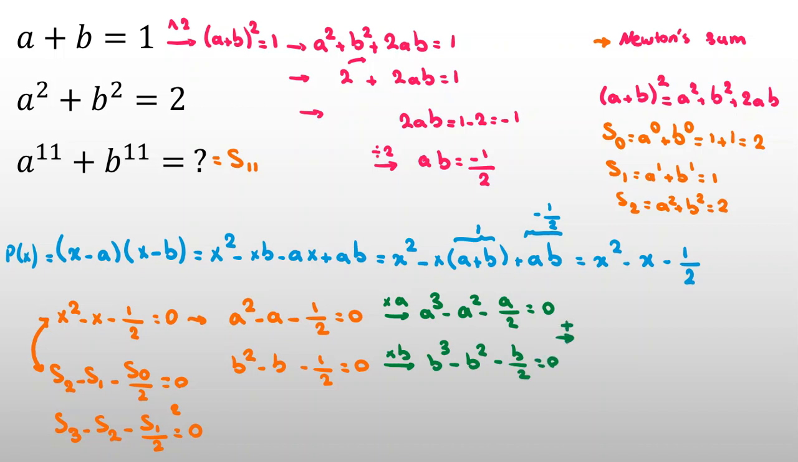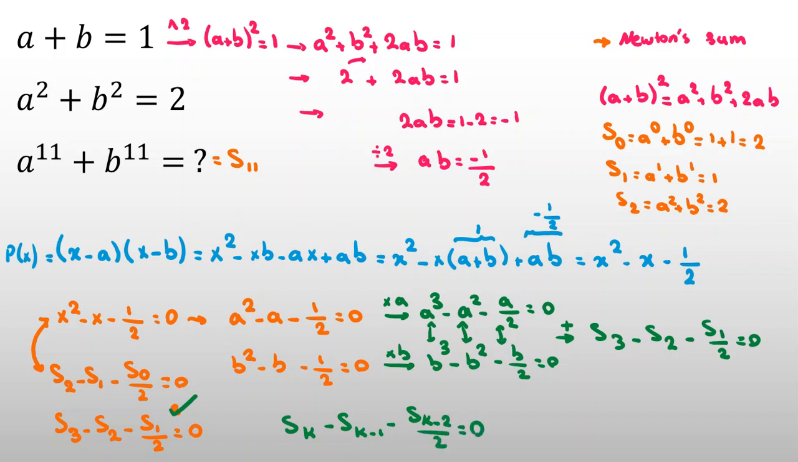And if we add these two things, A cubed plus B cubed will be S3. Negative A squared, negative B squared will be negative S2. Negative half of A plus B will be negative S1 over 2, equals 0. And we will see this satisfies that. Again, we can prove it for S4, S3. In general, we can say Sk minus Sk-1 minus Sk-2 over 2 equals 0. So we conclude Sk equals Sk-1 plus Sk-2 over 2. And then we can solve them easily.